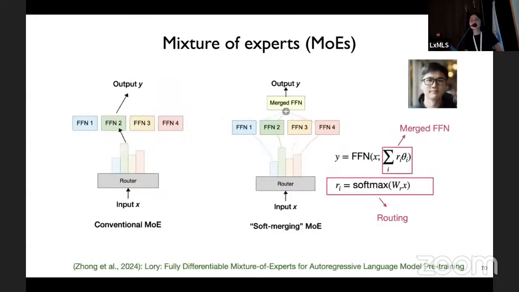And I should just mention another paper from my group this year. It's called Lory. This is a new model architecture that is fully differentiable. Compared to the conventional mixture of experts, the idea is similar to something like attention. We still use all the expert models, but through some kind of soft routing, we do a weighted average of all the feed-forward parameters. Then we get one merged feed-forward layer, and you pass this to the next layer, the multi-head attention. And this actually works much better compared to the standard.